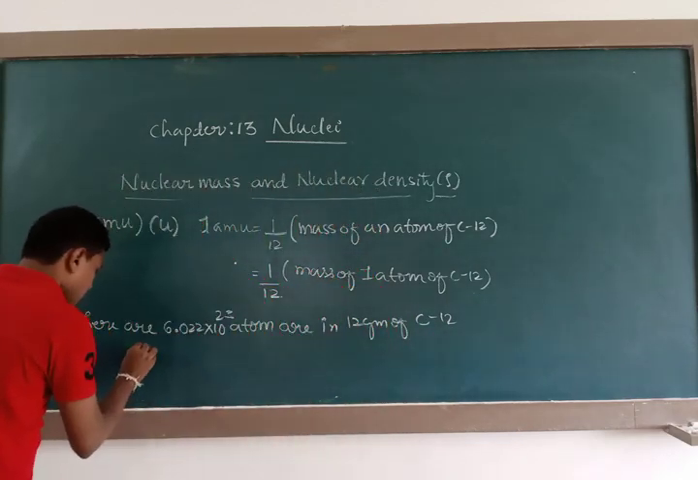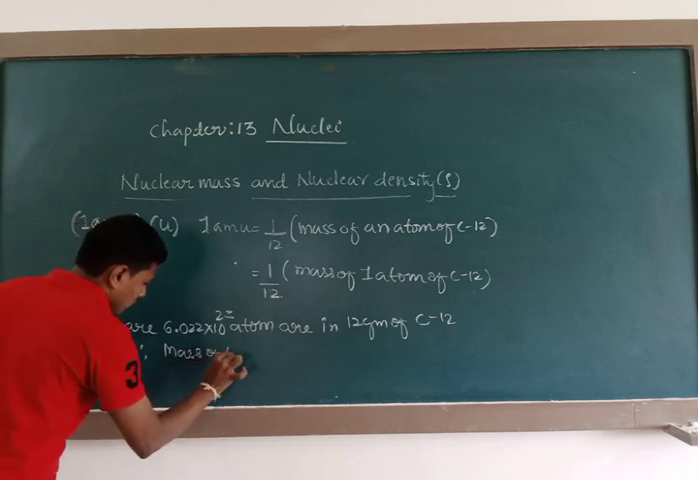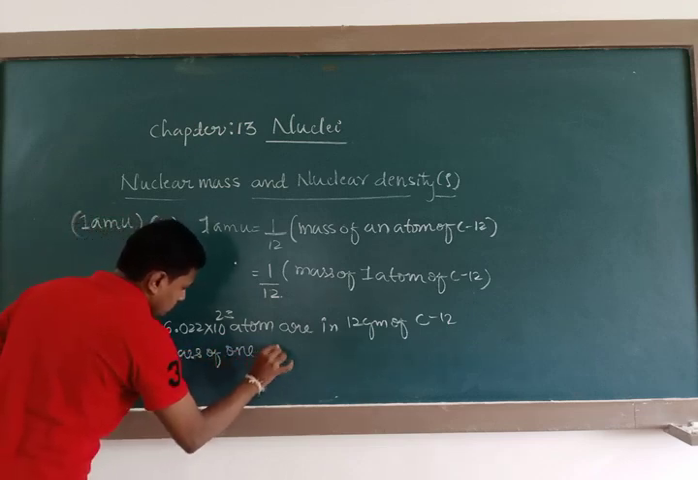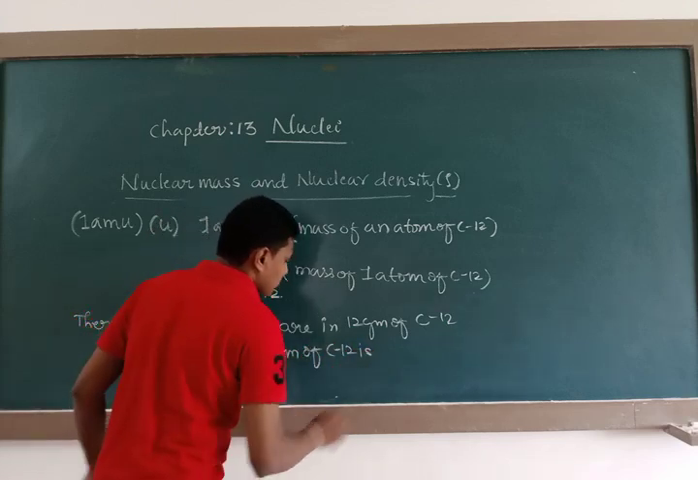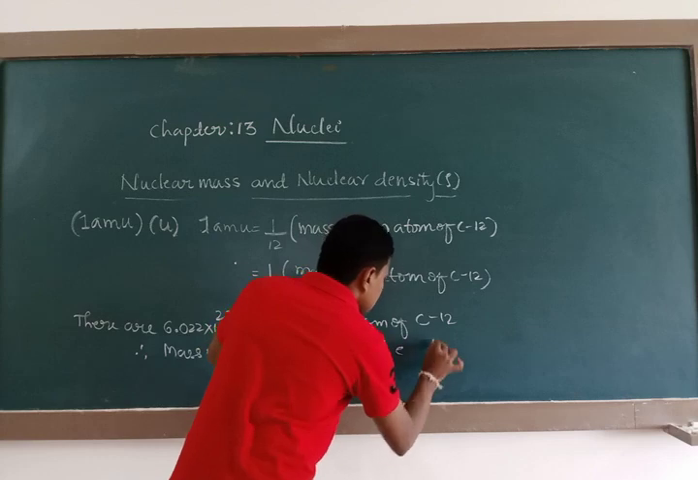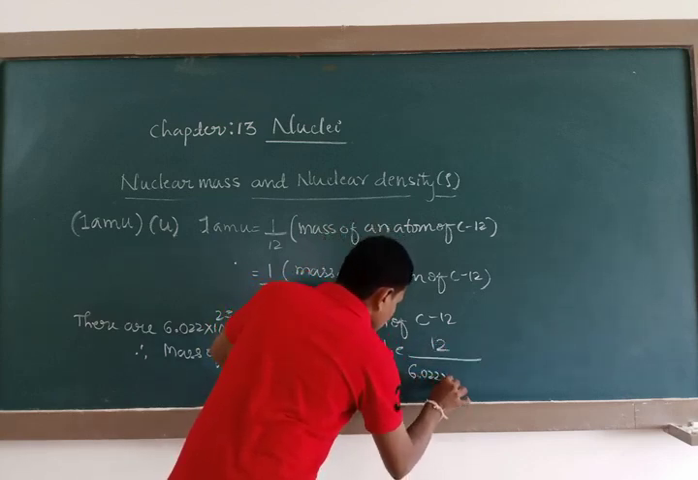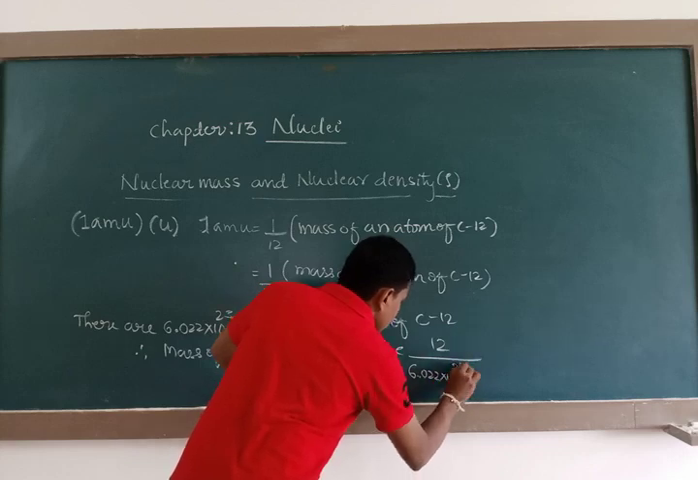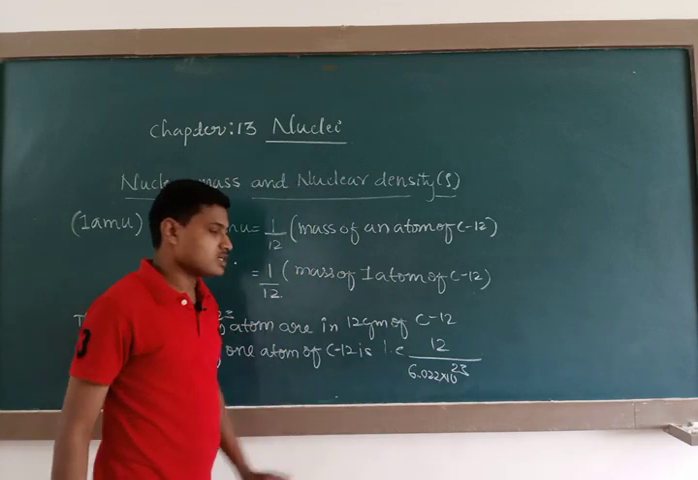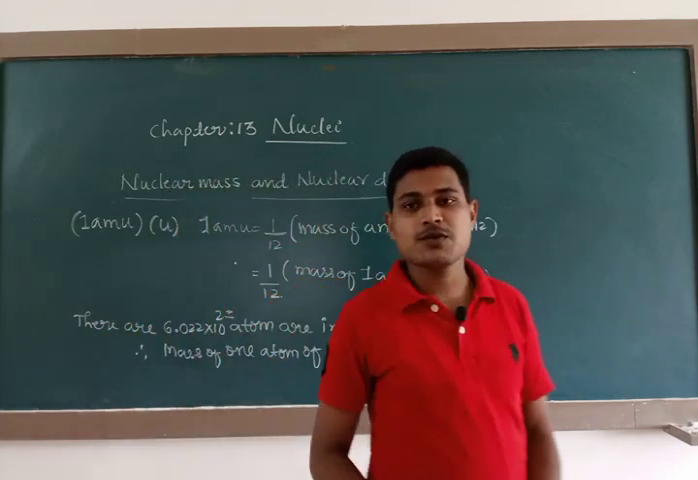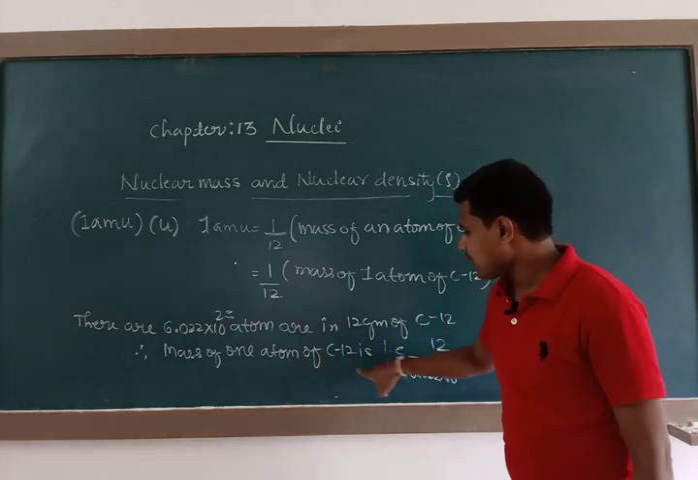Therefore, mass of one atom of carbon 12 is 12 divided by 6.022 into 10 raised to 23. That should be equal to what? 12 divided by 6.022 into 10 raised to 23 is equal to the mass of one atom of carbon 12.